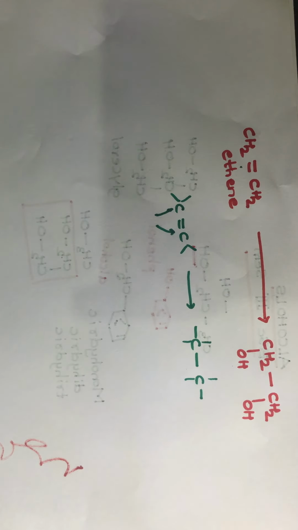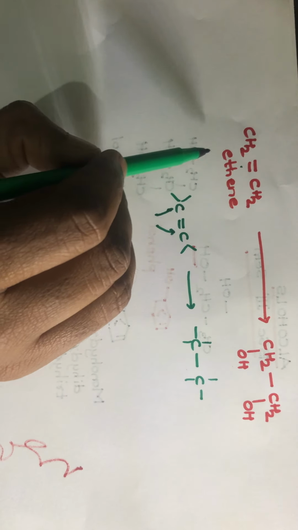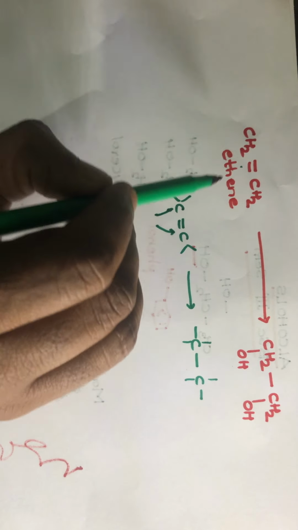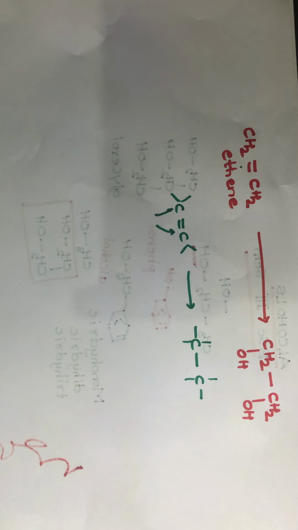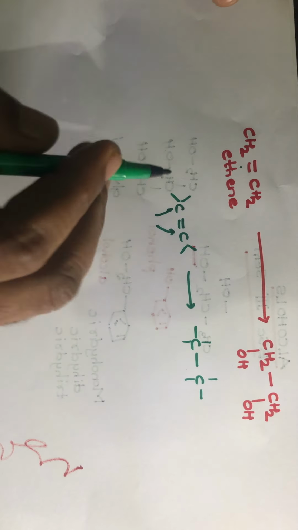So now, addition of what? Since we want glycols, we need to add OH across this double bond. So 2 OH groups is what you should want. You can do this in a single step, as well as in a 2-step process. Let us see the first method.